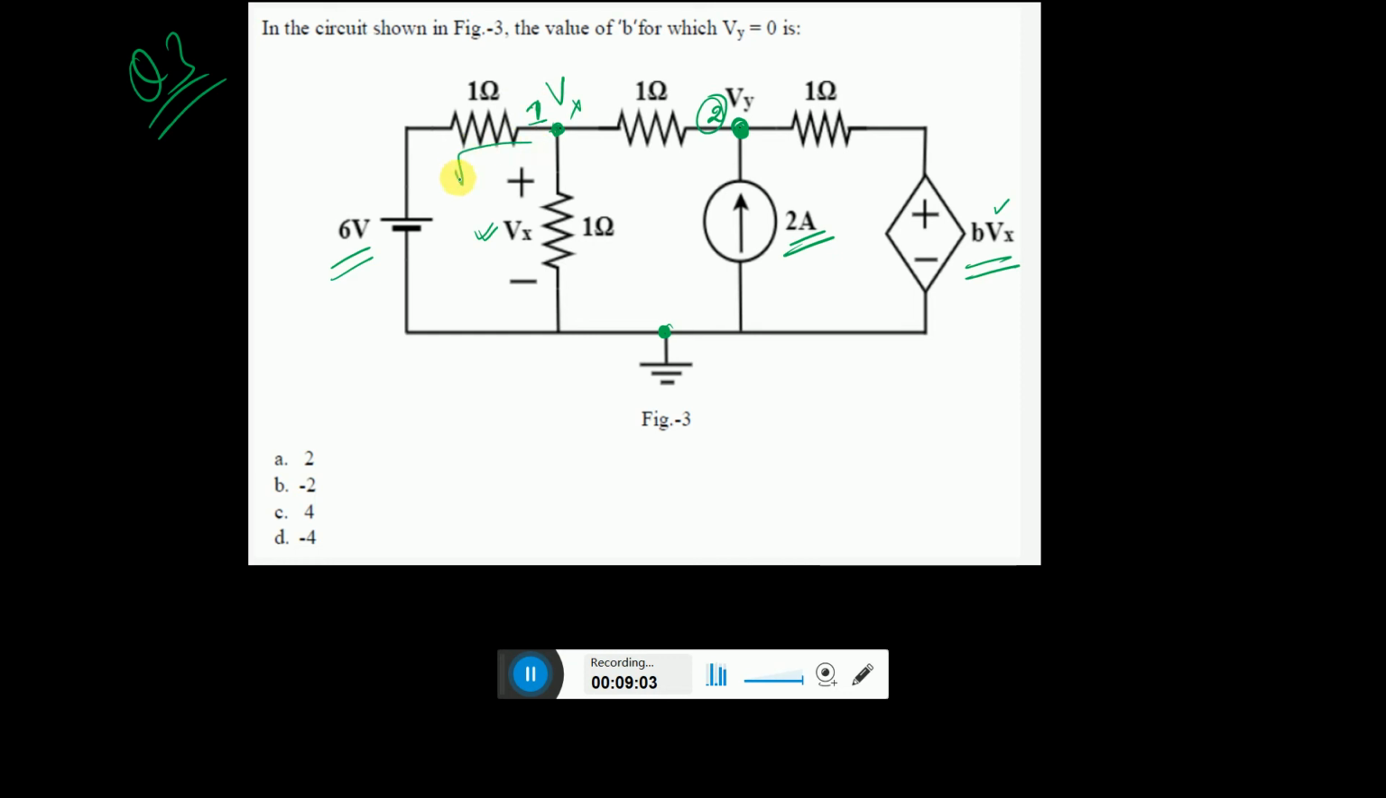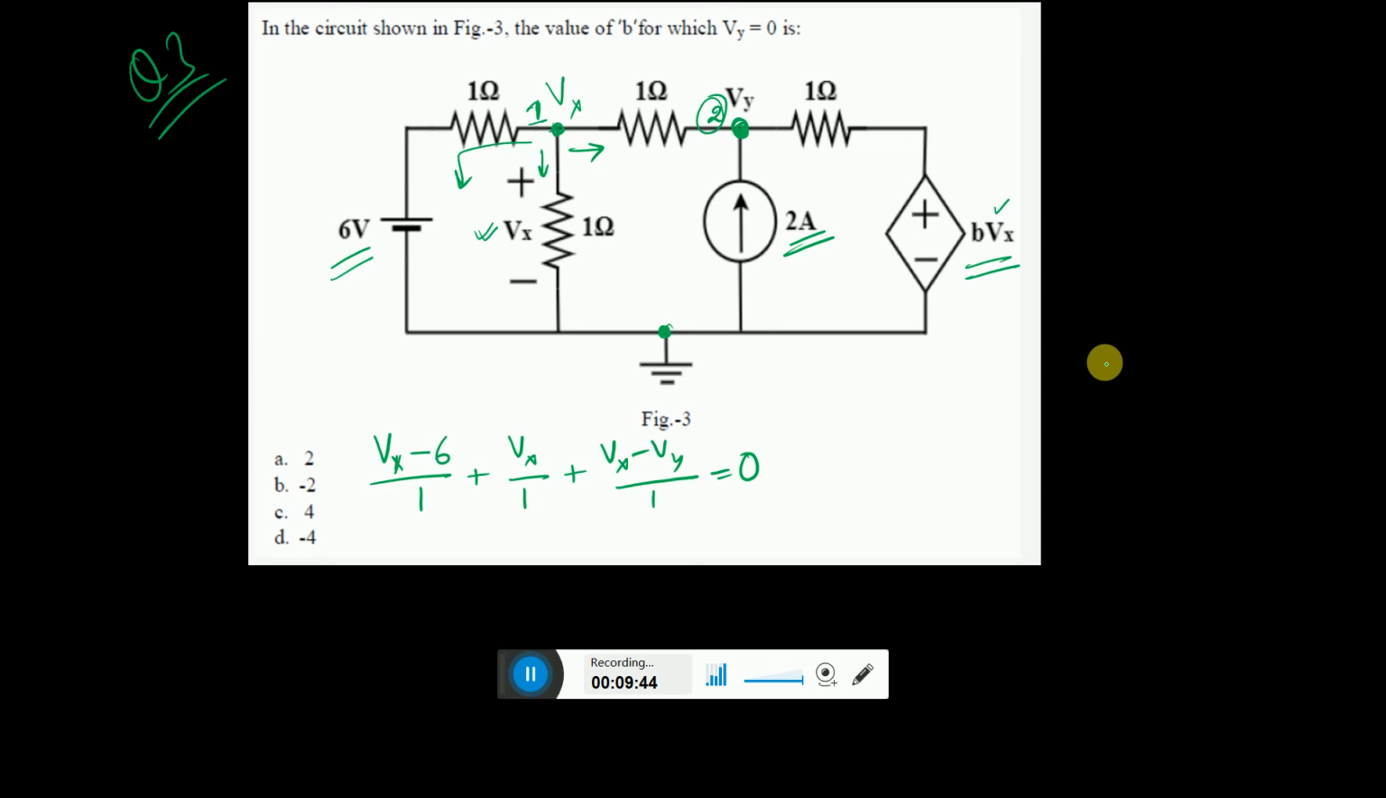So let's assume that all the current is going out of it. When you take all the current going out of it, you can write the equation for node 1: Vx minus 6 divided by 1, and this side you have Vx divided by 1, and this side will be Vx minus Vy divided by 1. You can go on writing like this, and this is equal to 0. Similarly, you can also write the equation for node 2 here, node y.